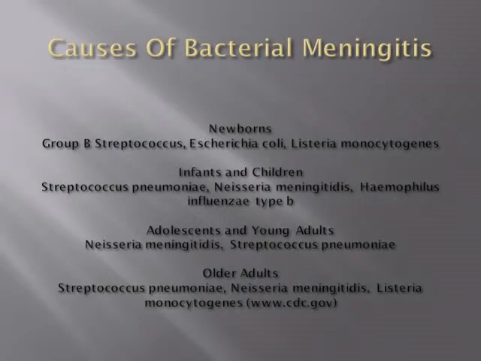Causes of bacterial meningitis. Newborns: Group B Streptococcus, Escherichia coli, Listeria monocytogenes. Infants and children: Streptococcus pneumoniae, Neisseria meningitidis, Haemophilus influenzae type B. Adolescents and young adults: Neisseria meningitidis, Streptococcus pneumoniae. Older adults: Streptococcus pneumoniae, Neisseria meningitidis, Listeria monocytogenes.